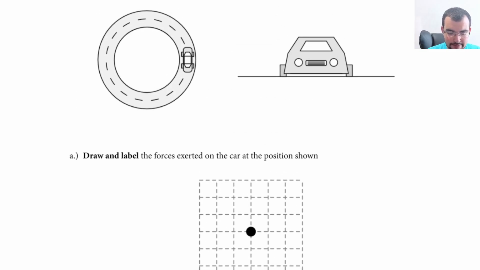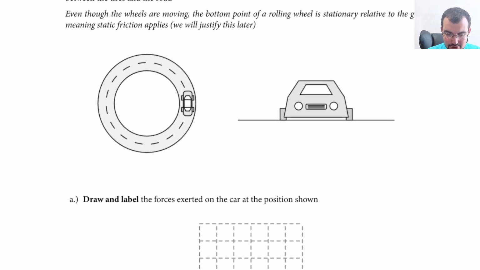So let's draw the forces exerted on the car at the position shown. Let's draw it right on here. So we definitely know that we have our usual gravitational force, and then the car is just on a flat road and it's not accelerating into or out of the road. So we do know that there are going to be equal normal and gravitational forces.